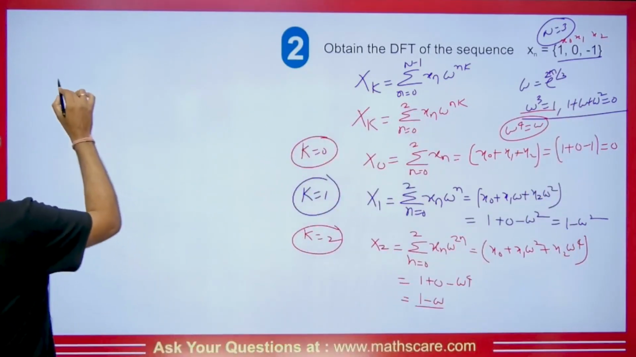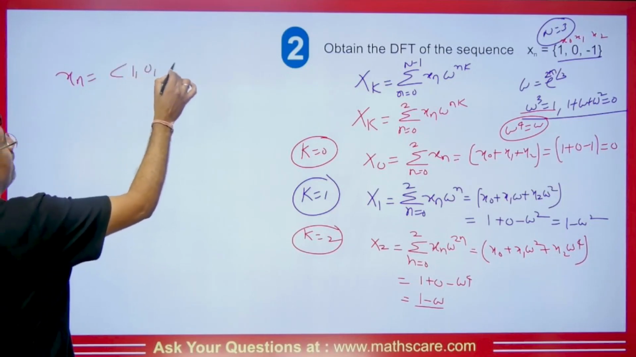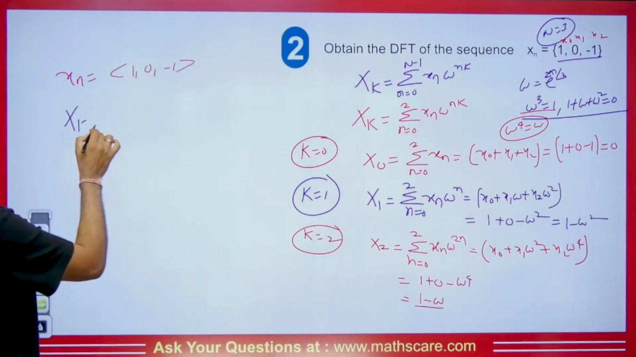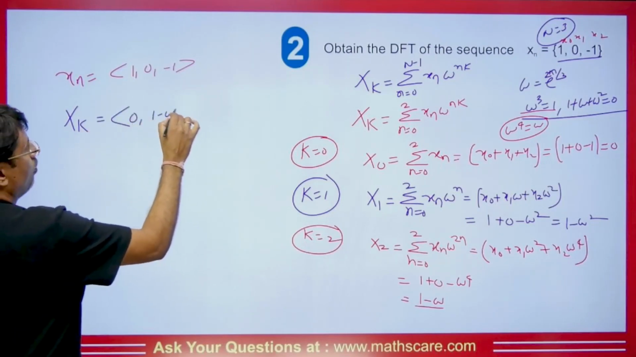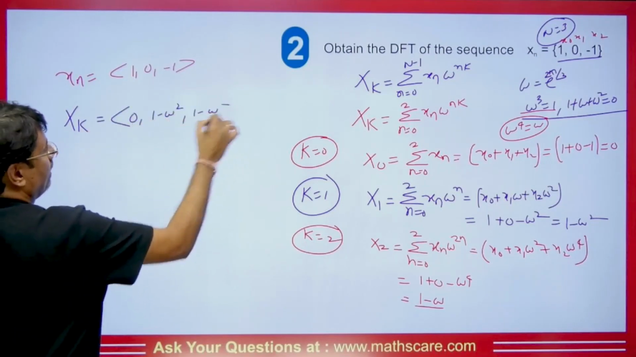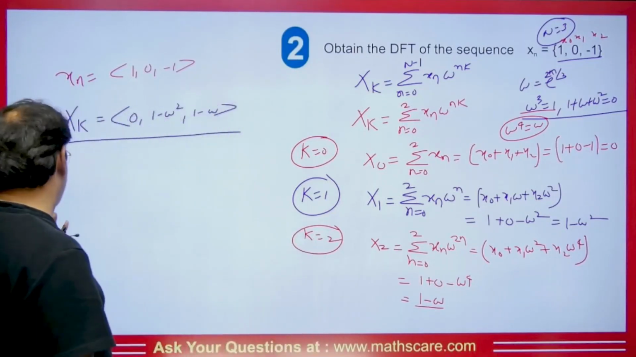I have already explained to you that the small xn is given as 1, 0, minus 1. And the discrete Fourier transform which we calculated is 0, and here it is 1 minus omega square, and it is 1 minus omega, right? So this is how we do this here. I hope you have understood the whole concept, right?